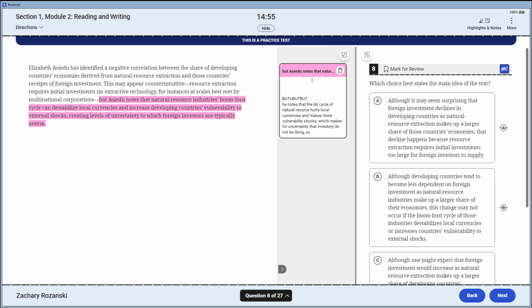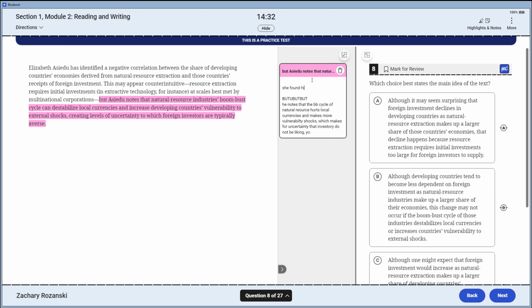Let's read a little bit more. She has identified a negative correlation between the share of developing countries' economies derived from natural resource extraction and those countries' receipts. A negative correlation. Oh no, sorry.